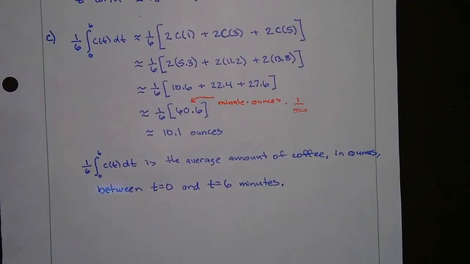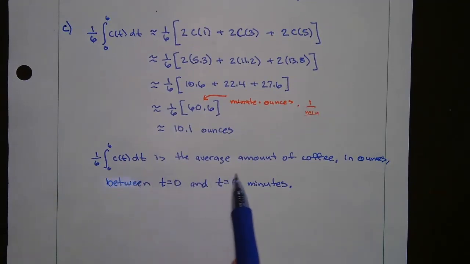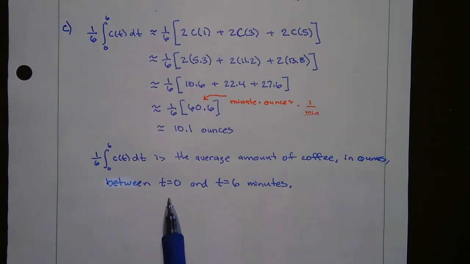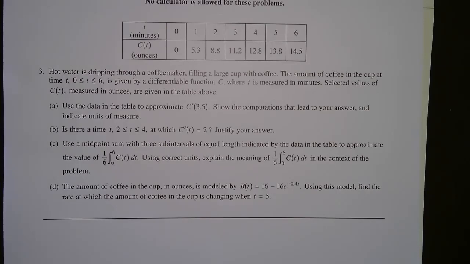So 1/6 times the integral from 0 to 6 of c of t dt is the average amount of coffee in ounces between t equals 0 and t equals 6 minutes. And that's a sufficient explanation of what this represents. All right, so let's go on to part D. For part D, the amount of coffee in the cup in ounces is modeled by b of t. So they're giving you a brand new function, a new model, instead of a table, instead of c of t.